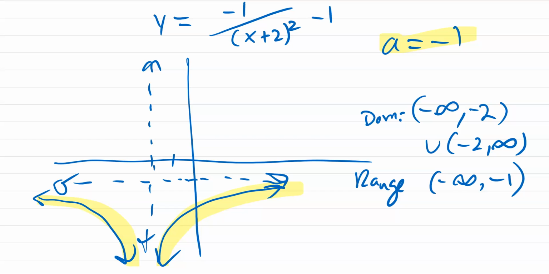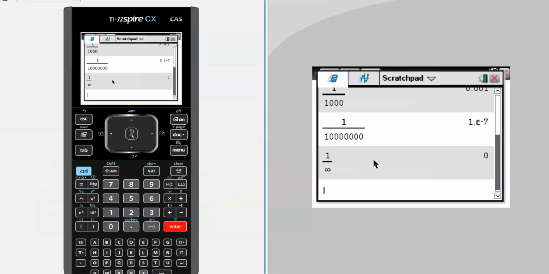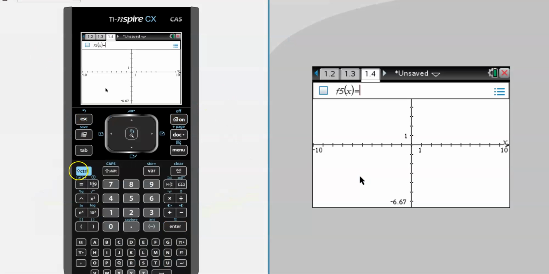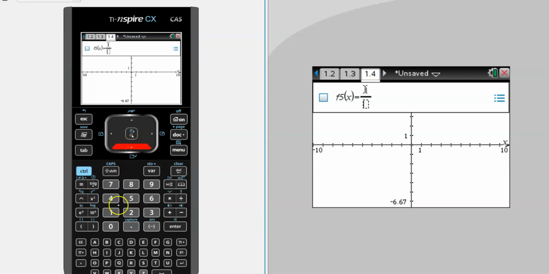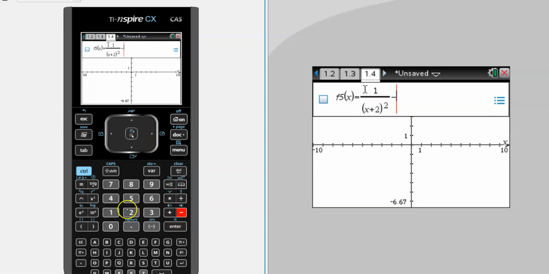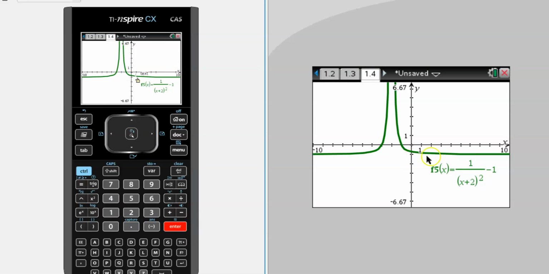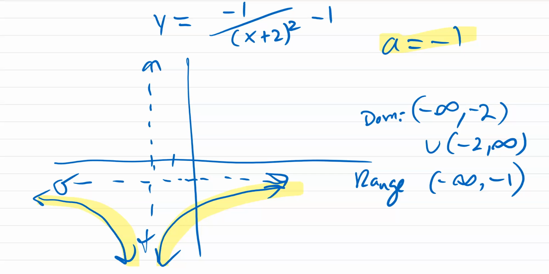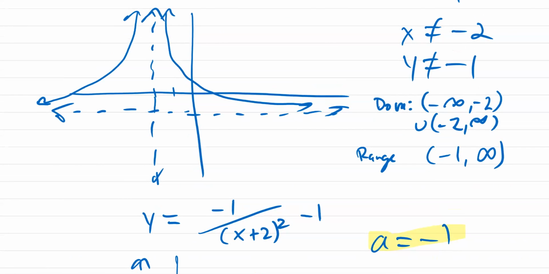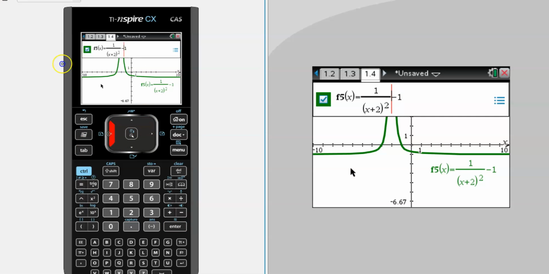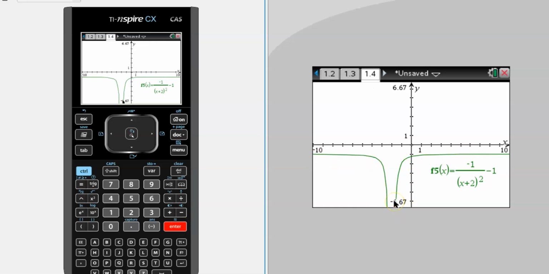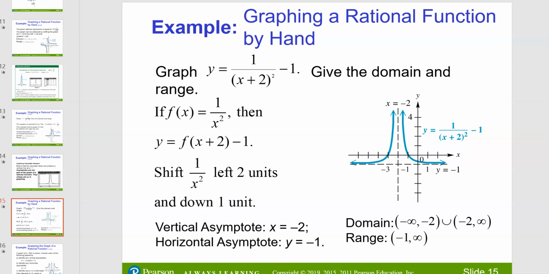Let's go ahead and double check this real quick in the calculator. So where are we at? Let's see. 1 over (x plus 2) squared minus 1. Is that what we thought? Down 1, negative 2. That's what we got on this one, right? And then we said, what if I change that top from a 1 to a negative 1? All it does is reflect it downward. See how we did? Saw that.